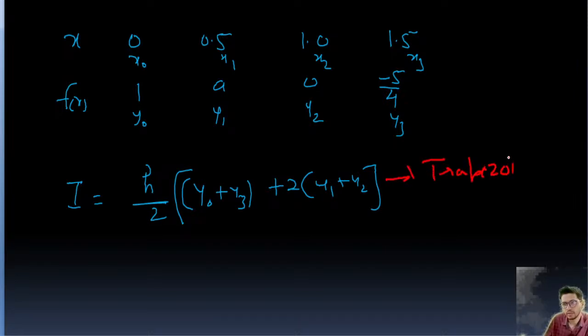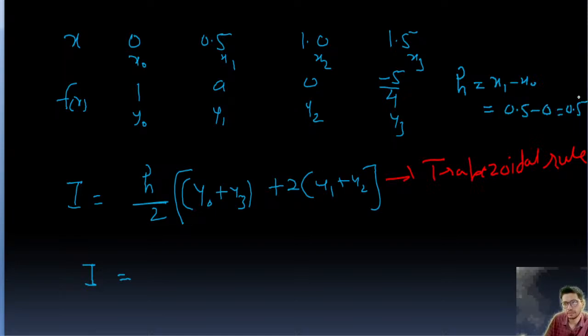Trapezoidal rule, right? So I is going to be, and h we can easily find out. The value of h is x1 minus x0, right? So that is that interval. So that is 0.5 minus 0, that is 0.5, right?